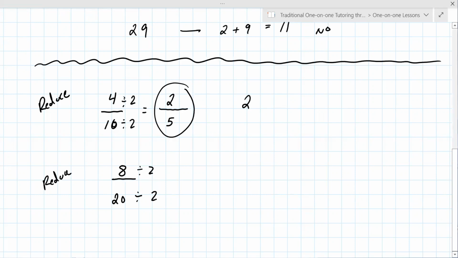So 8 divided by 2 is what? 4. And how about 20 divided by 2? 10. Another way you can do that is to say 2 times what number is 20? 10.